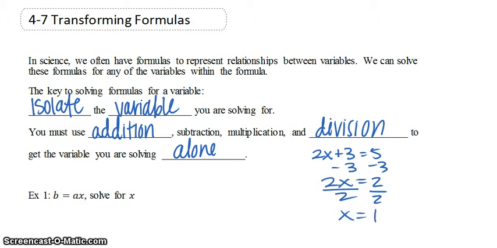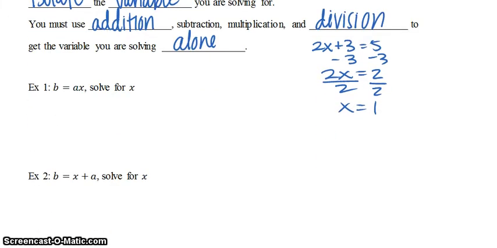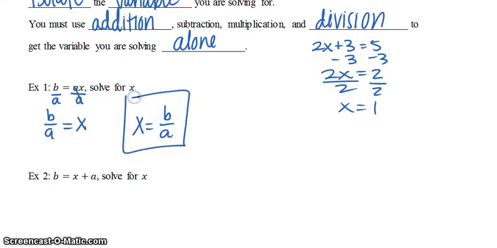But now we're not going to have actual numbers. So for example, if b equals ax, we're solving for x. We need to get x by itself, so we need to get rid of that a. That a is being multiplied, so we need to divide by a. Those a's cancel out over here, so we're left with x on this side, and we're left with b over a, or we can write it as x equals b over a, either one, doesn't matter. But we solved for x. That's our answer. That's it.